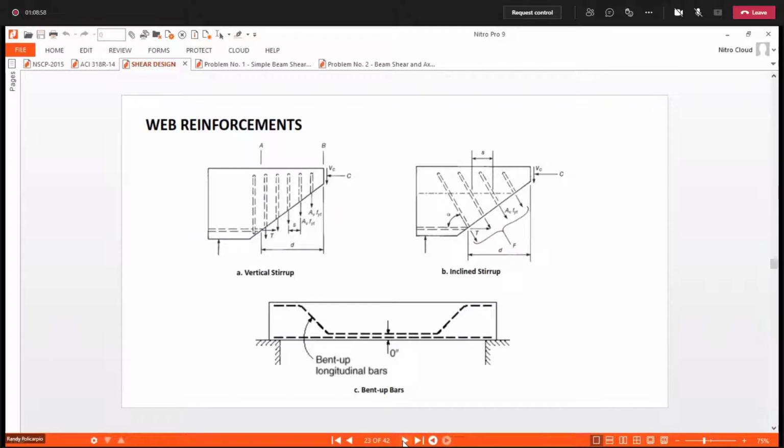So we actually have three types of web reinforcement: the vertical, the inclined, and the bent-up bars.